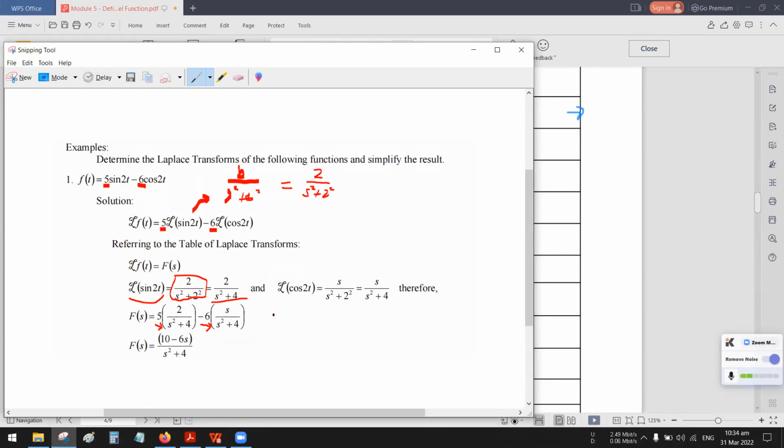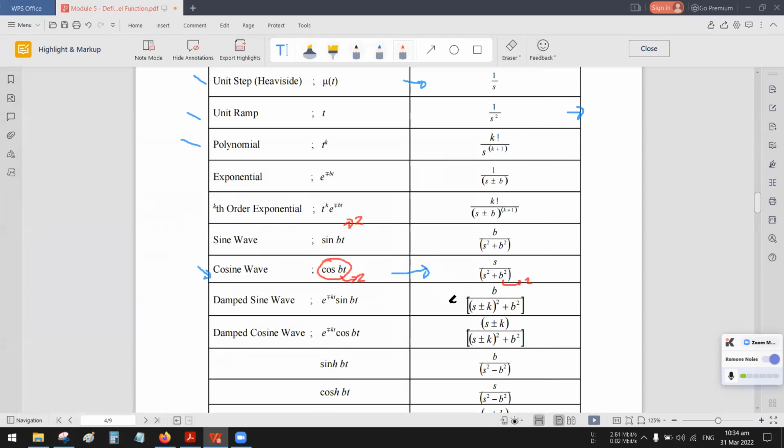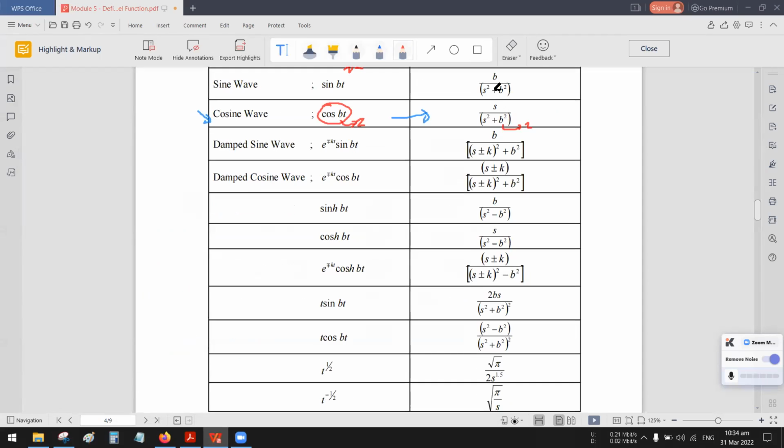Then simplify your equation. So multiply, then divide. So the same denominator, so copy lang. This is just 10 over s squared plus 4 minus 6s over s squared plus 4, or you can just have 10 minus 6s quantity over s squared plus 4. So this is now your equivalent of the Laplace transform of the time domain in a complex frequency domain. Questions? Grabe sila yan, wala sila yung question niya. Ako na lang mamangkot.